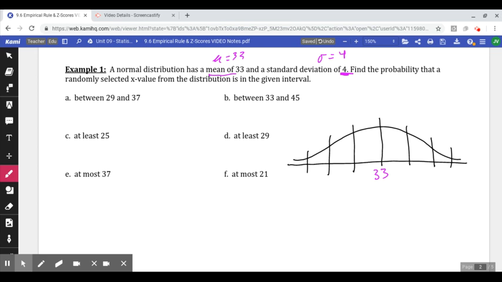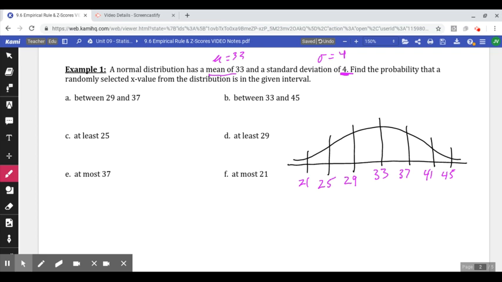So we're going to go to the right now and add 4 to 33. 33 and 4 is 37. If you add another 4, that would be 41, and then another 4 gives you 45. Moving to the left, we just subtract the standard deviation. 33 minus 4 is 29. 29 minus 4 is 25, and 25 minus 4 is 21. So we've built our normal model, or normal distribution, using actual numbers this time.